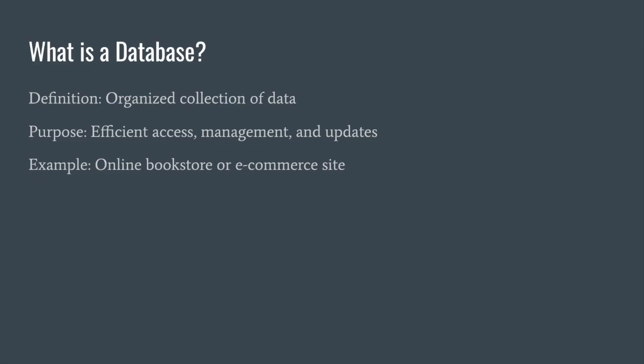For example, let's think of an online bookstore that needs to store information about thousands of books, authors, customer reviews, and order histories. Trying to maintain that information as simple text files or spreadsheets would be cumbersome and prone to errors, especially when multiple people need to access and change the data simultaneously. A database solves these issues by structuring the data and providing robust ways to query and manage it.